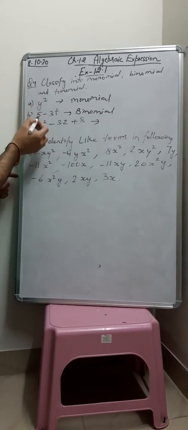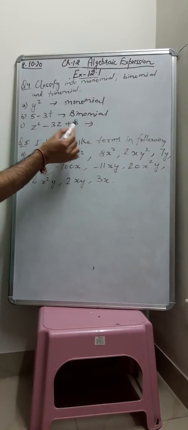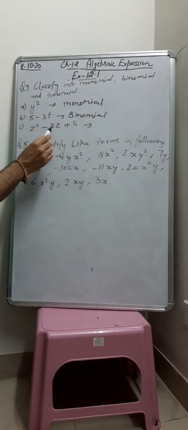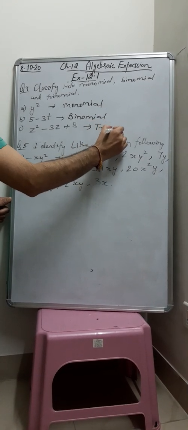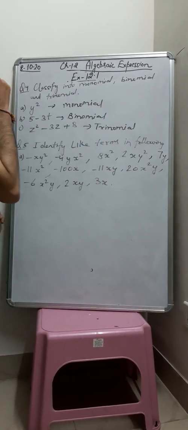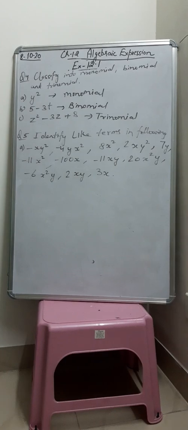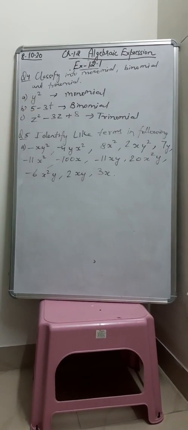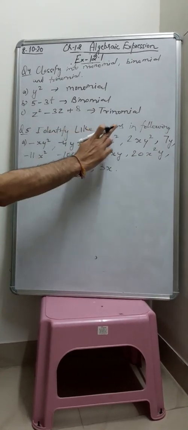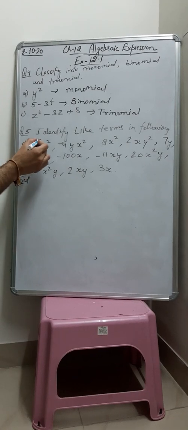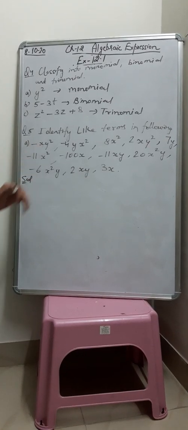Third, in this we can see that the expression is z square minus 3z plus 8. There are three terms, z square, minus 3z, and plus 8. That will be a trinomial. In this way, we can classify them as monomial, binomial, and trinomial by counting the terms. Question number 5. Identify like terms in the following. So this is a combination of terms, and here we have to identify the like terms and make pairs.